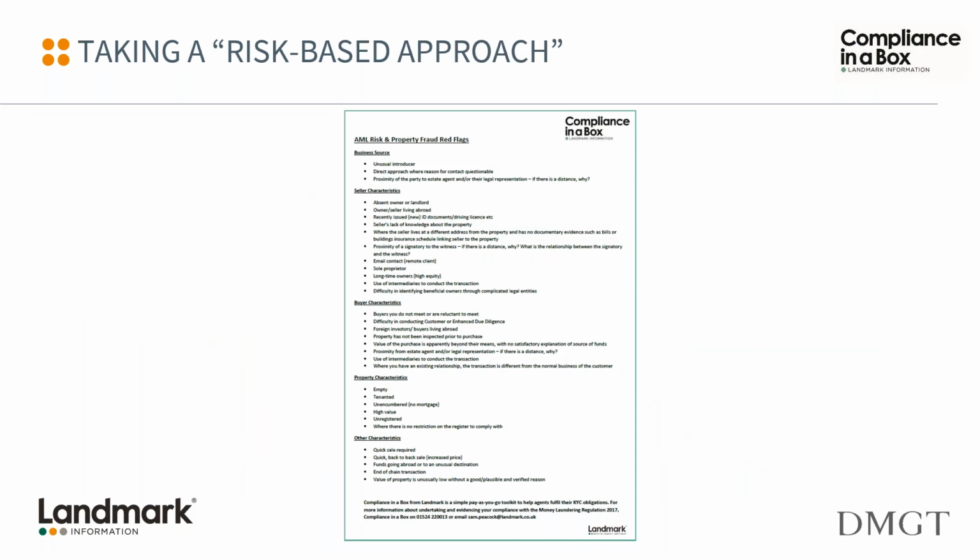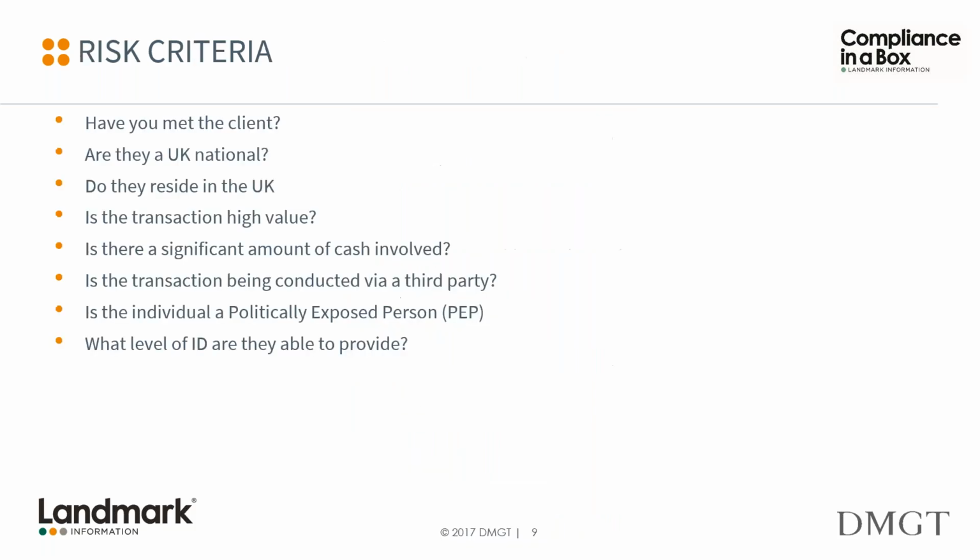Here is a list of characteristics that could point to a higher risk of money laundering. Now, it's not definitive, but it gives you an idea of things to be aware of. If this list is difficult to read, you can contact me afterwards for a copy of this. It's important that your staff are trained to be on the lookout for these sorts of characteristics and flag it with your money laundering reporting officer when there is any suspicion.